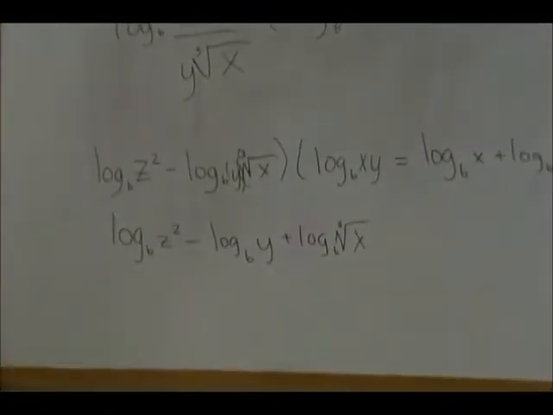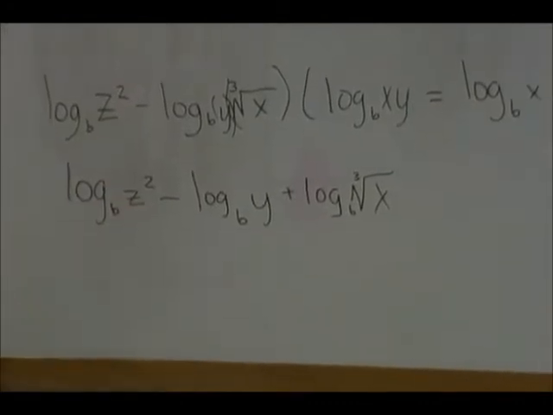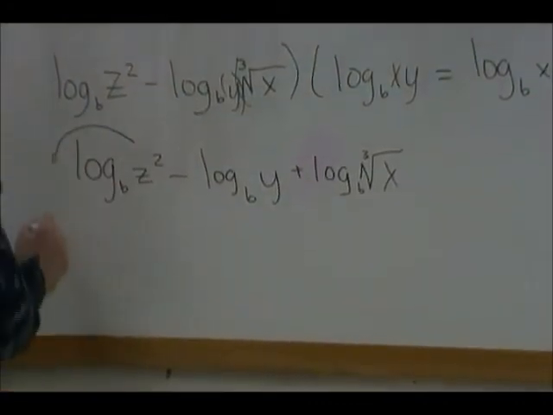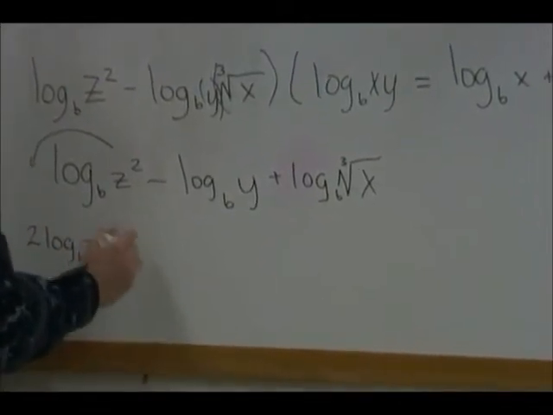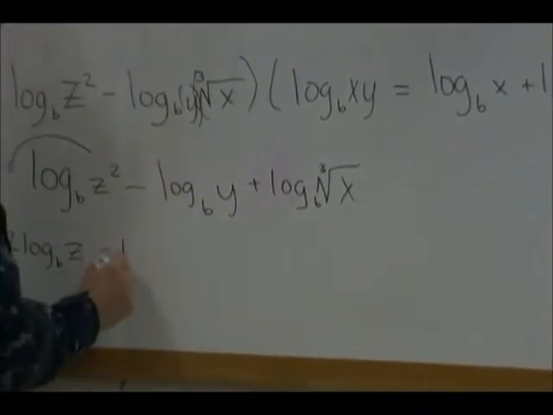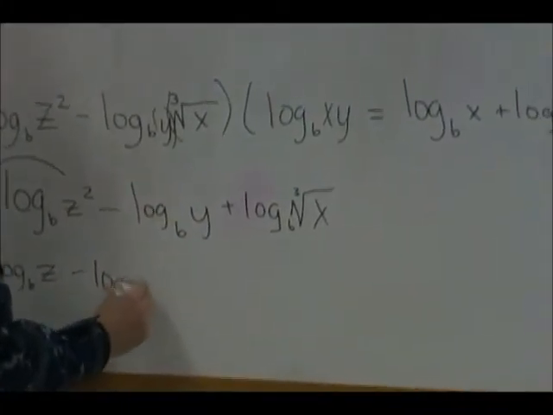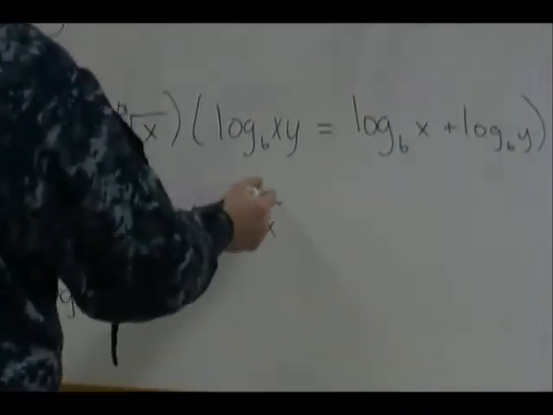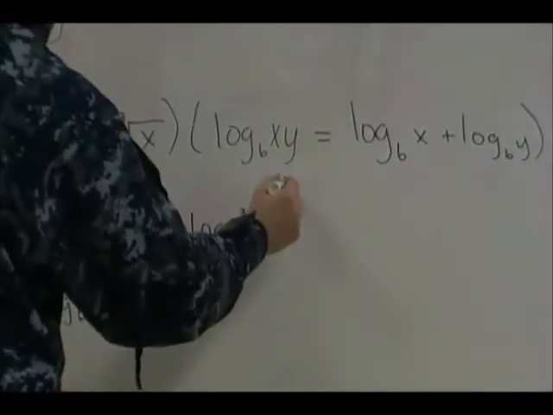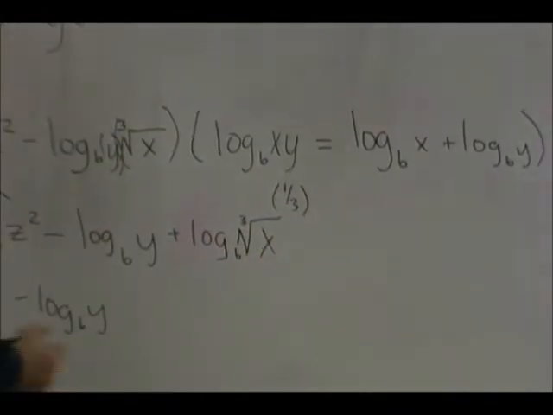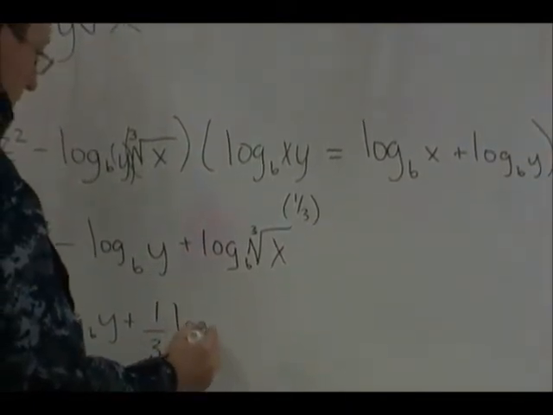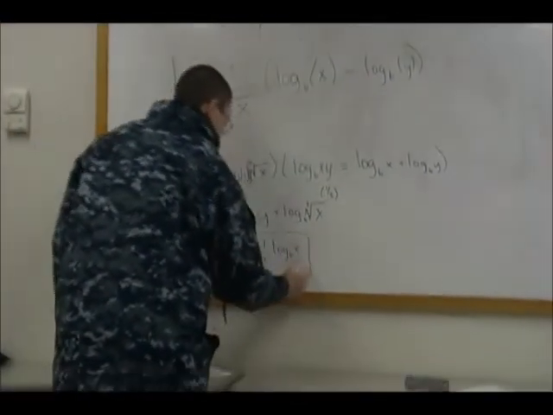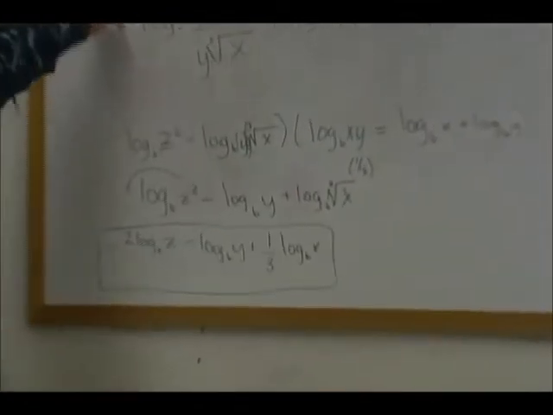Okay, now from here, the only thing left to do is move the exponents to the front. So we've got 2, minus, this obviously has no exponents, so it will stay the same. And for the cube root, it's going to be all to the power of 1/3. So it'll be plus 1/3 log b of x. And this will be your expanded equation from this.